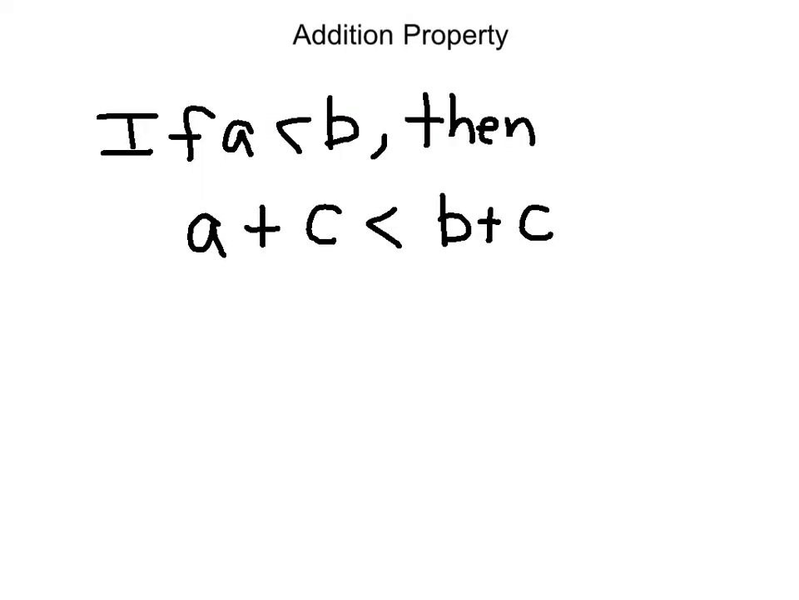Our next property is the addition property, which says if a is less than b, then a plus c is also less than b plus c. And this also works for the greater than symbol. So what this property is saying is that if I add a number to both sides of the inequality, this symbol is not going to change directions.